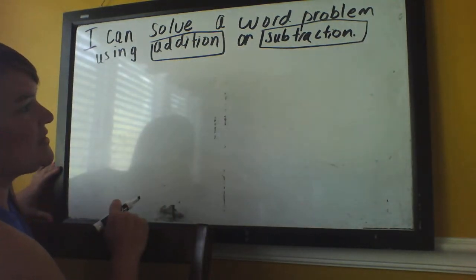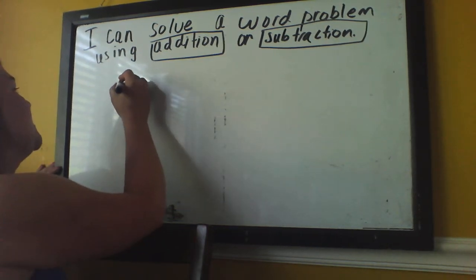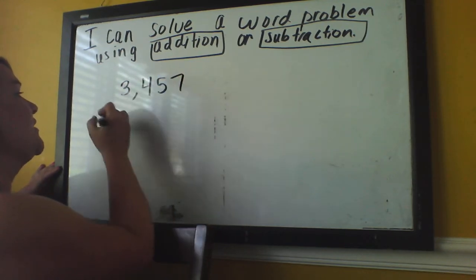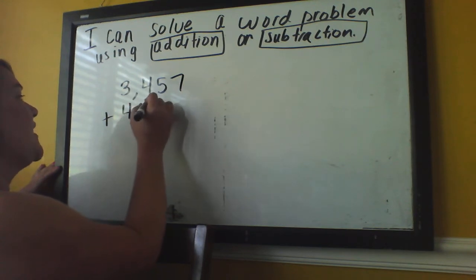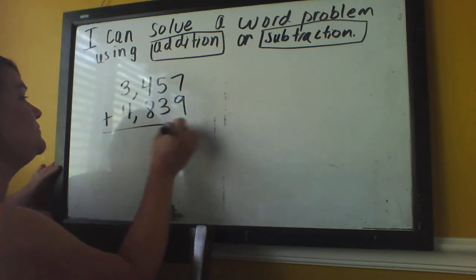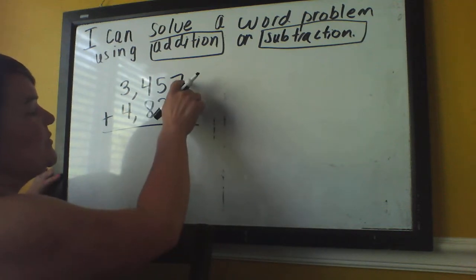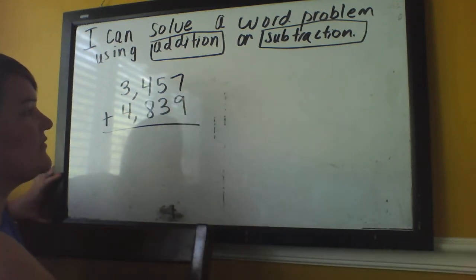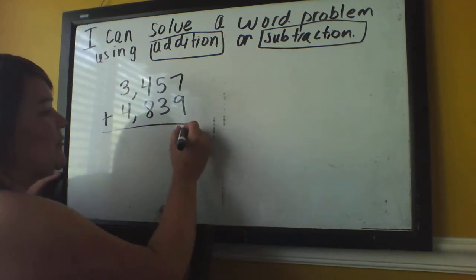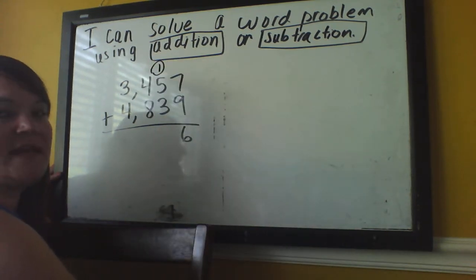Okay, so let's say that I had two amounts that I wanted to add. Let's say I wanted to add 3,457 plus 4,839. We know that we always start in the ones place, so the ones place would be 7 plus 9. If I count 7 plus 9, that would give me 16. So I put my 6 and I regroup my 1. And I always circle that 1 just so that I don't forget to add it.